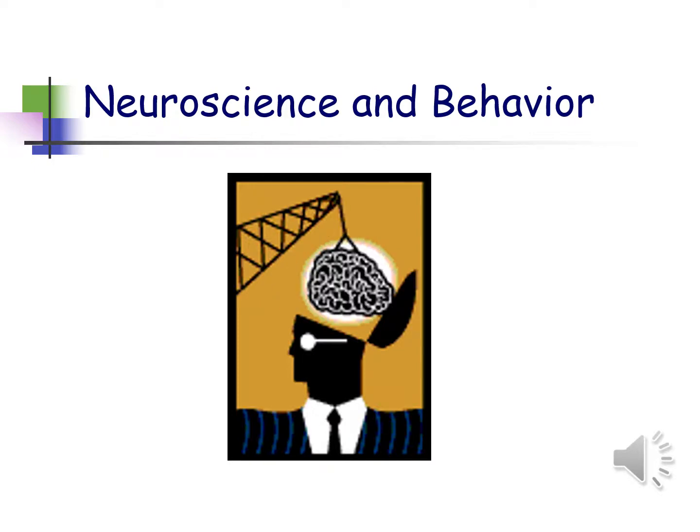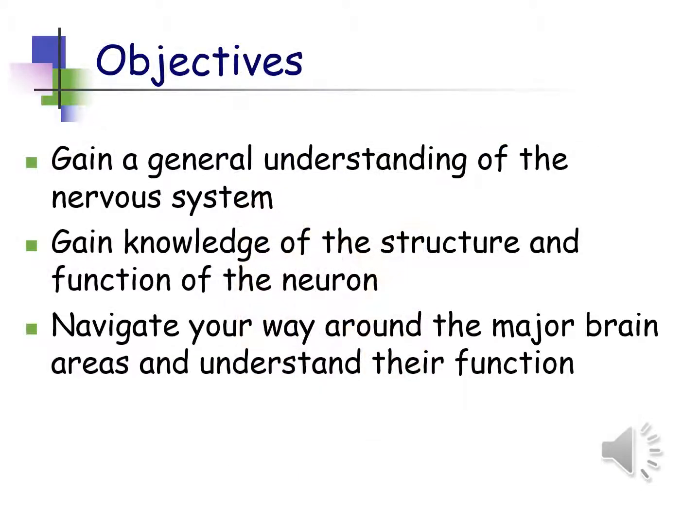One of my professors in graduate school used to joke that he could never use a textbook for physiological psychology because there was always so much new information coming out that by the time the book was published, it was outdated. But we'll talk about what we know at this point. Our objectives for this chapter are, number one, to gain a general understanding of the nervous system. Number two, to gain knowledge of the structure and function of the neurons. And number three, to navigate your way around the major brain areas and understand their functions.